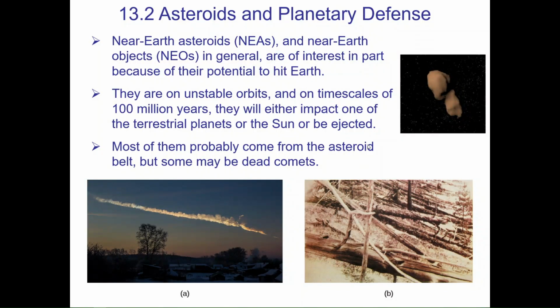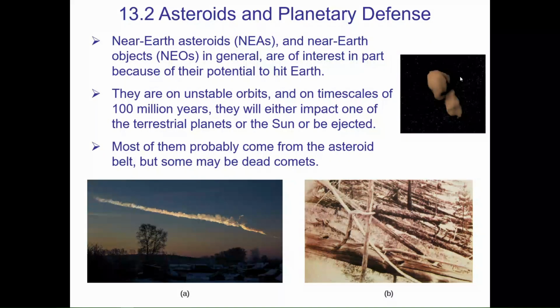And all the asteroids that are close to the Earth and may potentially be heading towards the Earth, we give a group name: Near Earth Asteroids, NEA, or Near Earth Objects, NEOs in general. We are especially interested in those objects because of their potential to hit Earth. One example of a near-Earth asteroid is Potatis. This is actually a small one, a 5-kilometer asteroid.